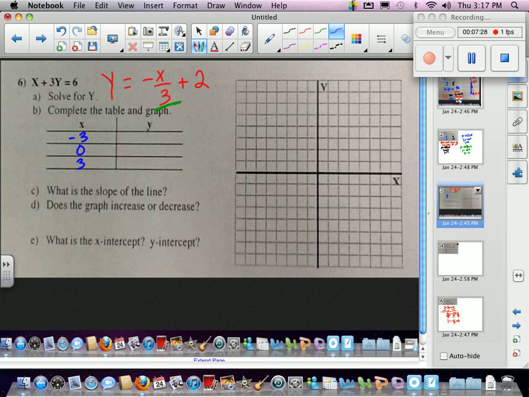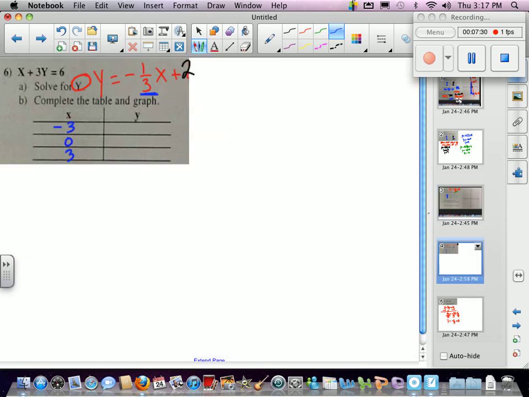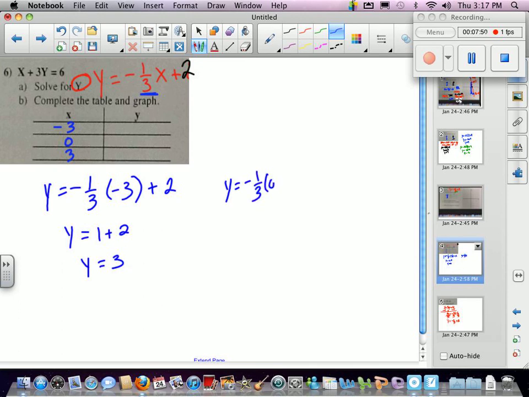We're going to use -3, 0, and 3, and then we're going to do the same thing as we did in number 3. So I'm going to work through this a little bit quicker. -1/3 times -3 plus 2. That gives us 1 plus 2, which is 3. Okay, we do the same thing with our 0. -1/3 times 0 plus 2. 0 plus 2, y is equal to 2.